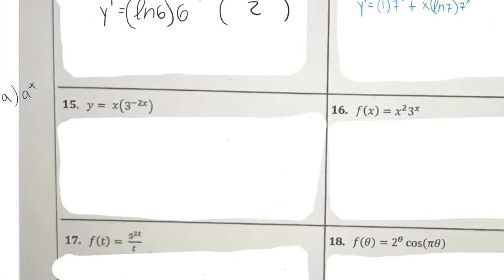We once again have a product rule on our hands. Let's get very clear. y equals u times v. Then y prime would be u prime times v plus u times v prime.